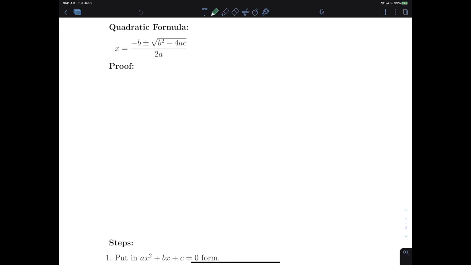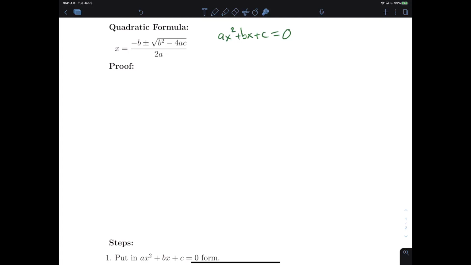Anyway, I want to prove the quadratic formula because a lot of people don't actually know where this comes from. The quadratic formula comes from solving the general form of the quadratic equation. And if you remember, the quadratic equation is ax squared plus bx plus c is equal to 0.